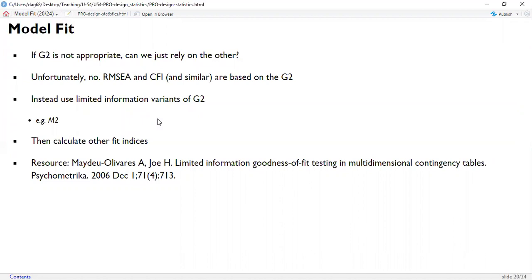So the question then is, can we rely on the other fit statistics? And unfortunately, the answer to that is no, because both the RMSEA and the CFI and the other statistics that are like the CFI are calculated from the G2 statistic. So what we want to do instead is to use the limited information variant of the G2. And the M2 is one example of that. It's presented in this paper that I have cited down here. And so you fit this limited information variant of the G2 statistic, and then you can calculate the RMSEA and CFI from that.